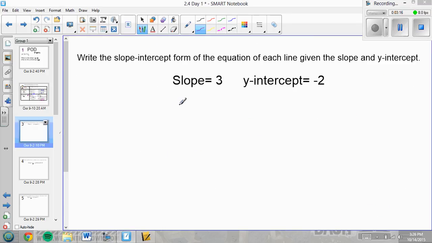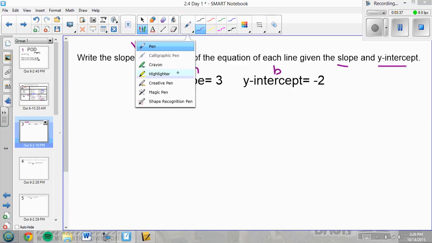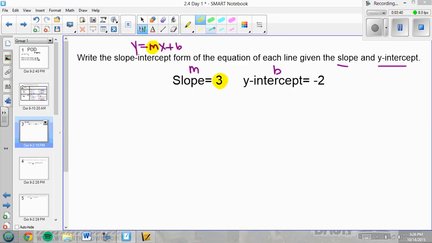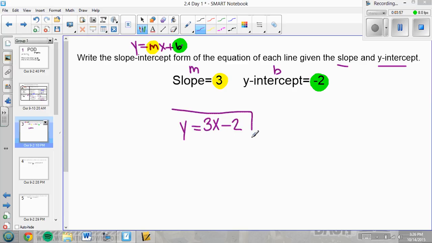If we look at our first example, we want to write the slope-intercept form. If it helps, I would write y equals mx plus b, so we know that's what we're trying to get. When you're given the slope and an intercept, we know slope is our m, and our y-intercept is b. So all we have to do is plug in our slope for m and our intercept for b. So y equals, my slope m is 3, so I have 3x, and my y-intercept is -2, so minus 2. Now that we have it in slope-intercept form, that's all that we have to do.